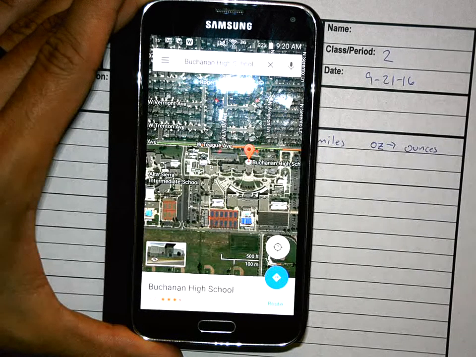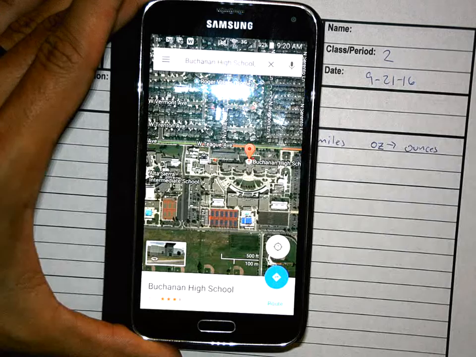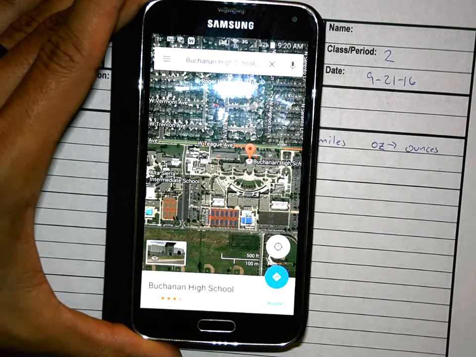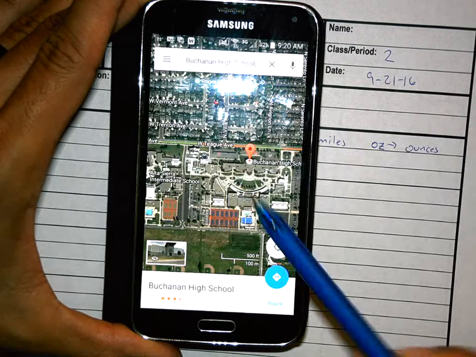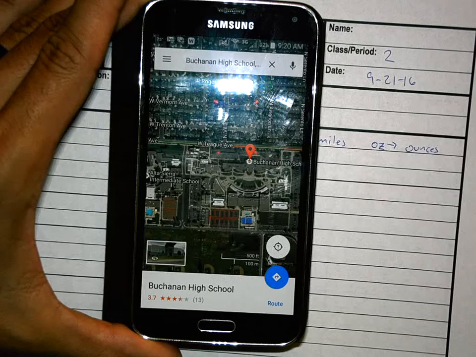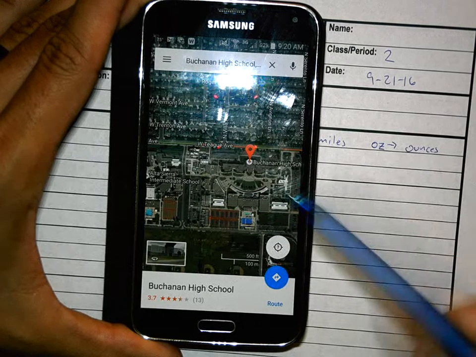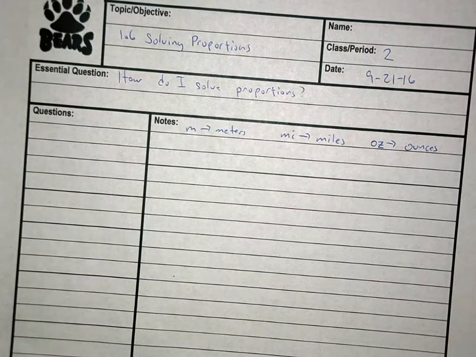That is not so far, because how many feet are in a mile? 4,000. So you're not even walking a 0.2. That's how much that is if you're walking from the band room to the front office. It is less than a fifth of a mile, basically. So that's a real life example of how we use proportions in real life.